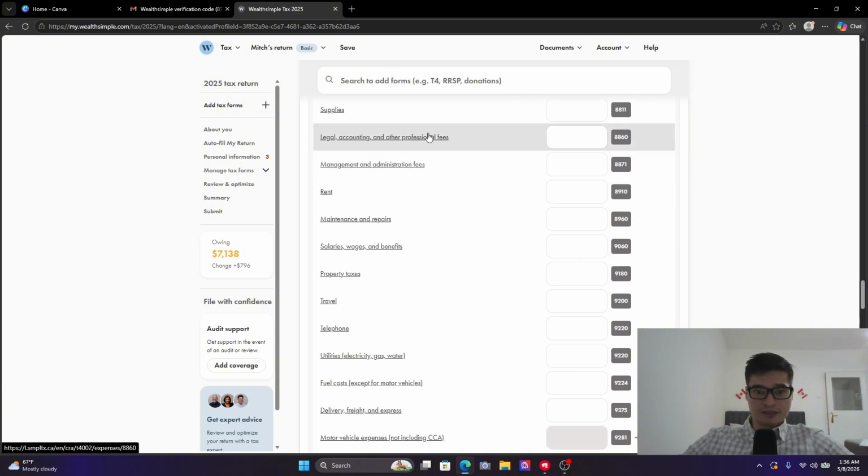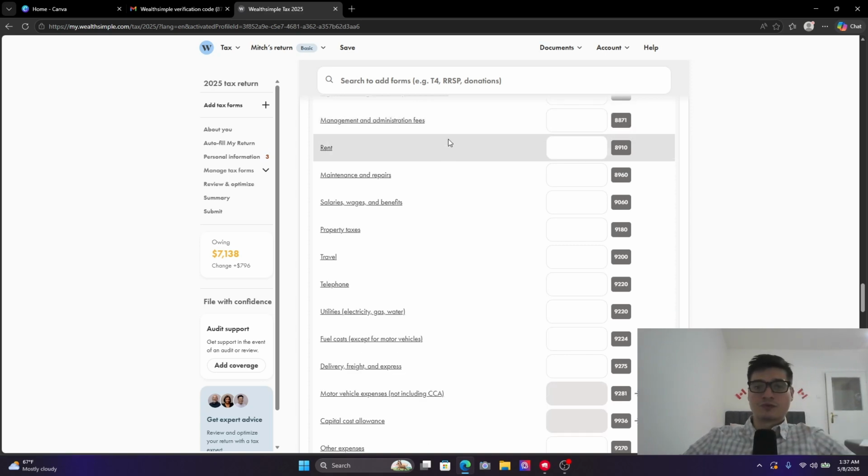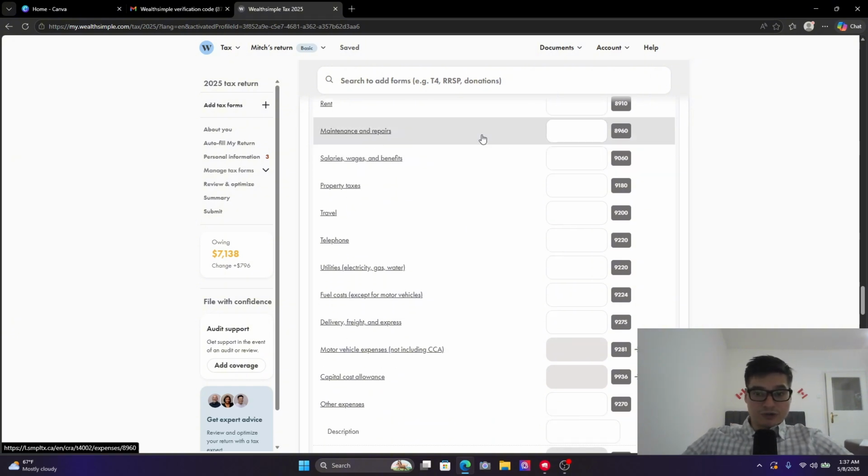Legal, accounting, and other professional fees. This as well is important. If you had any legal accounting fees, you can deduct that. Management and administration fees. So if you, for whatever reason, had a management company, anything like that, then you could also deduct that. And rent is if you have a building, then you can also deduct the rent for that building for your office space.